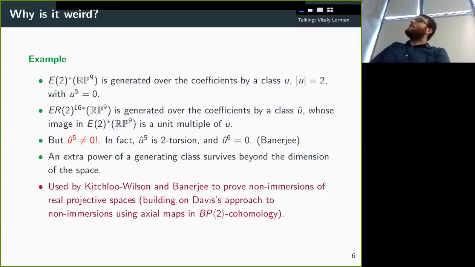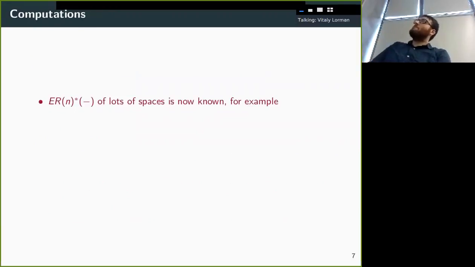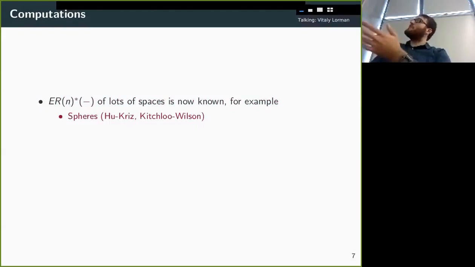Okay, so now let me transition and tell you a little bit about computations. What do we know about ERn cohomology? This was computed for spheres by Hu and Kriz and then also by Nitu Kichloo and Steve Wilson. So we know the coefficients of ERn. I won't talk about them so much, but you can look them up and they're not that bad. Think about the coefficients of KO, and the coefficients of ERn are in some ways similar. In particular, they have 2 torsion, and in fact, all the 2 torsion happens to be generated by a single class, sort of a generalization of eta. Okay, so we know their coefficients.